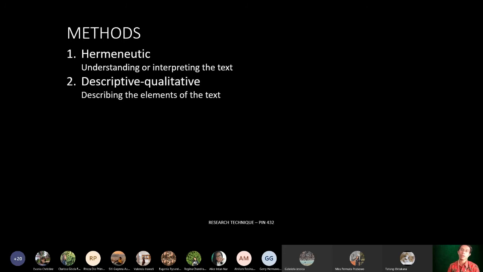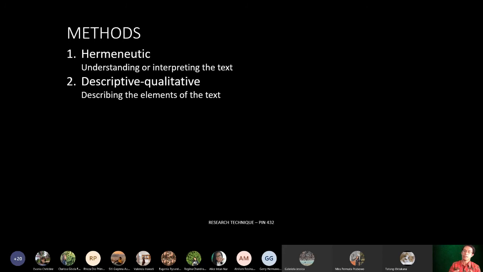And the second one, which is the most common one, is the descriptive qualitative method. I think the name here is quite explanatory, right? By descriptive here, researchers usually describe the meaning or the elements of a text. If it is a novel, then this researcher describes maybe the characterization, or maybe the plot, or maybe the settings.